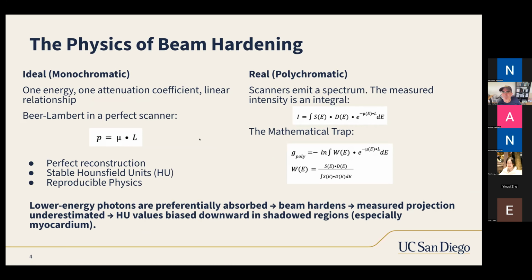Now let's look at some of the physics that drives this problem. In an ideal CT scanner with a monochromatic X-ray beam, the measurement follows the simple Beer-Lambert law. Projection equals linear attenuation coefficient times path length. One energy, linear relationship, perfect reconstruction, and stable Hounsfield units. However, real CT scanners at 120 kVp emit a polychromatic spectrum, a broad distribution of photon energies. The detected intensity is an integral over all energies weighted by the source spectrum and detector response. When we take the log to get the projection value, we run into the key mathematical issue. The log of an integral is not equal to the integral of the log. This is beam hardening. Low energy photons are preferentially absorbed as the beam passes through dense material. The spectrum hardens, the measured projection becomes smaller than the true line integral, and Hounsfield units in the shadow regions, especially the myocardium, are biased downward.